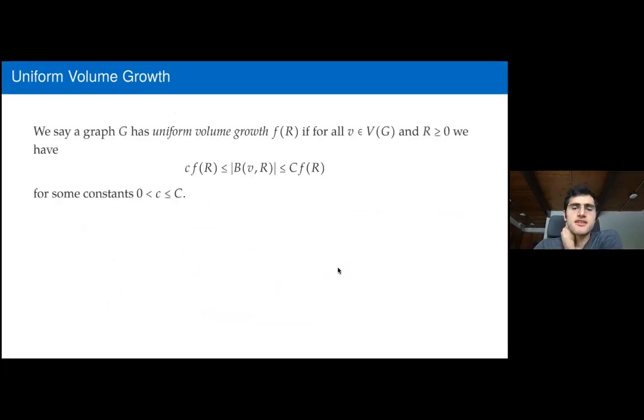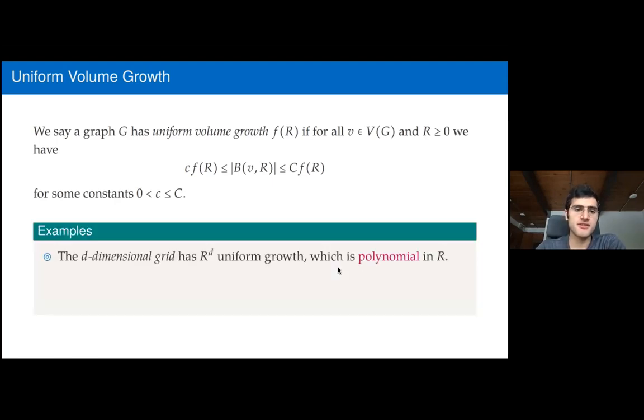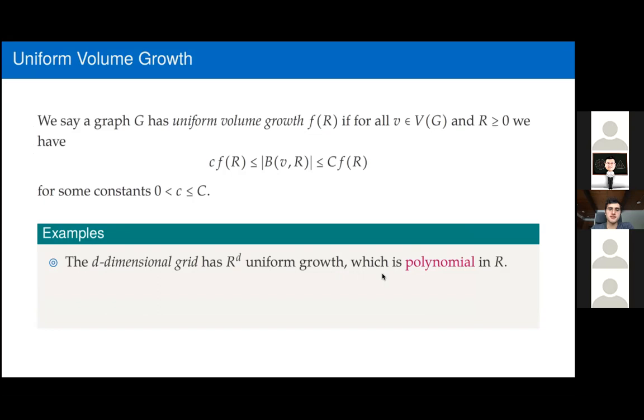Now here comes the definition of uniform volume growth. We say a graph has uniform volume growth f of R if every ball of radius R in G has volume f of R up to some multiplicative constant. As we saw earlier, the d-dimensional grid has R to the D uniform growth, and the infinite tree has 2 to the R uniform growth, which is exponential.